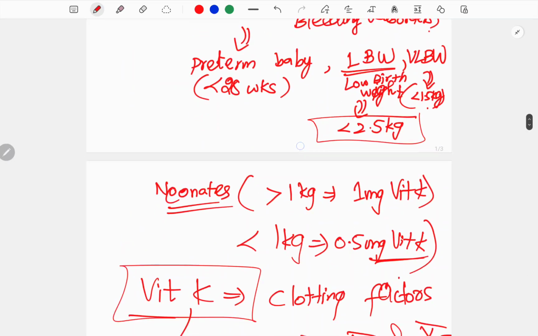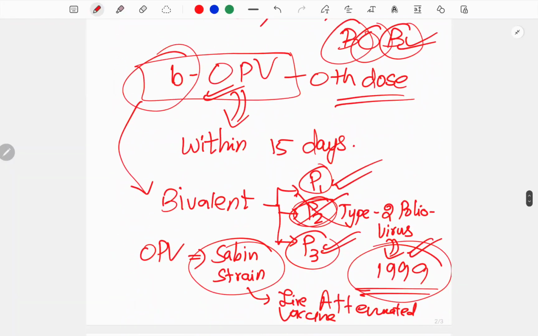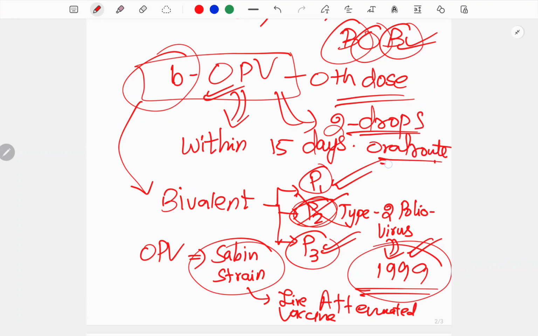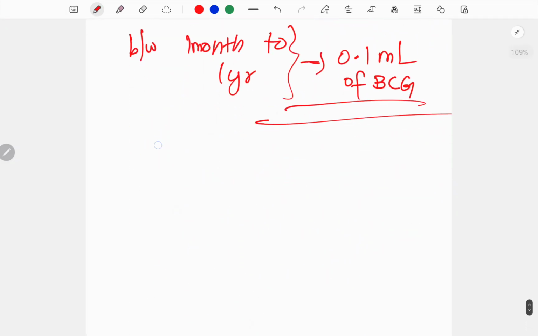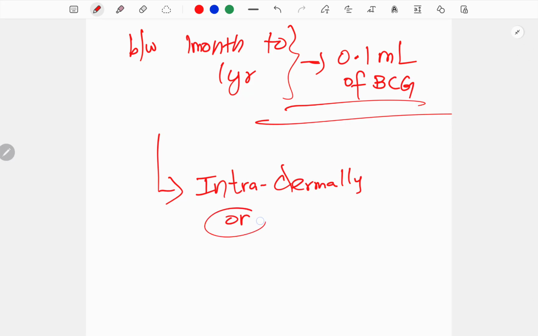So oral polio vaccine is given as 2 drops by the oral route. This BCG is given intradermally on the left deltoid. All of us have scars over there on the left deltoid because of this BCG given intradermally.